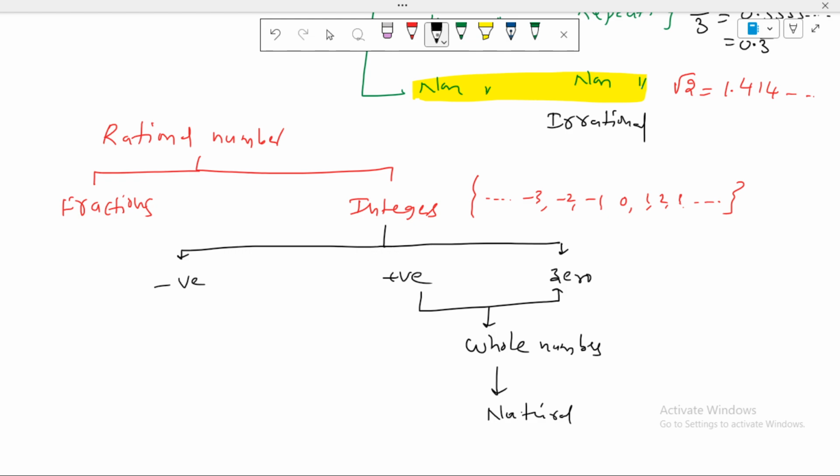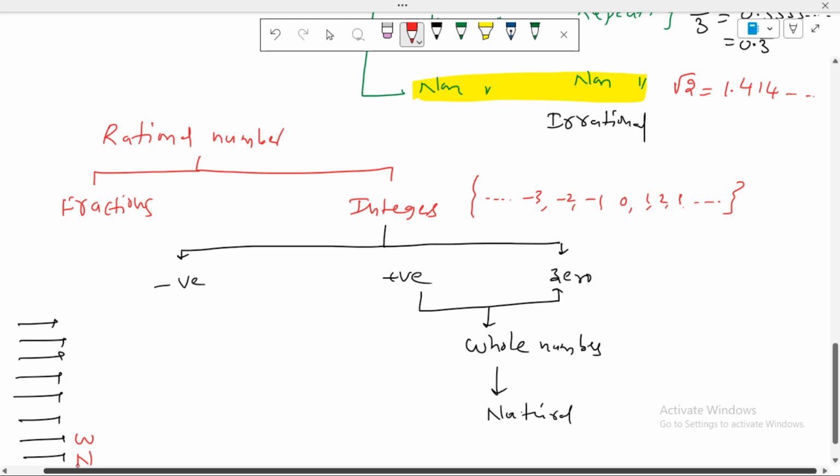Usually natural numbers are denoted by N, whole numbers by W, integers by I or Z, rational numbers by Q, irrational numbers by Q dash, and real numbers by R. Finally, complex numbers are denoted by capital C. A complex number is denoted by small z, where z is equal to a plus ib, but the system of complex numbers is denoted by capital C. I hope you understood.